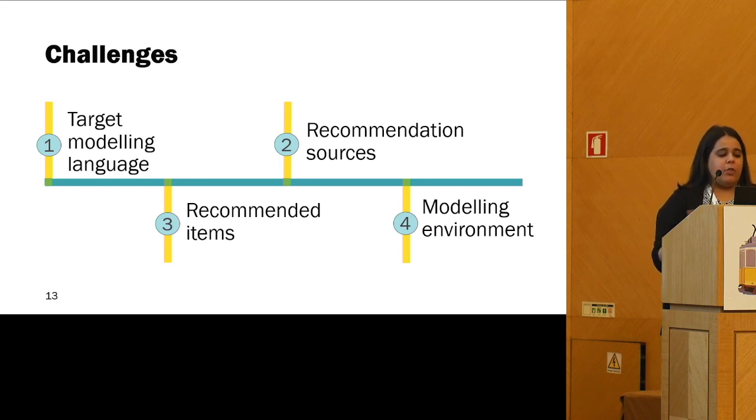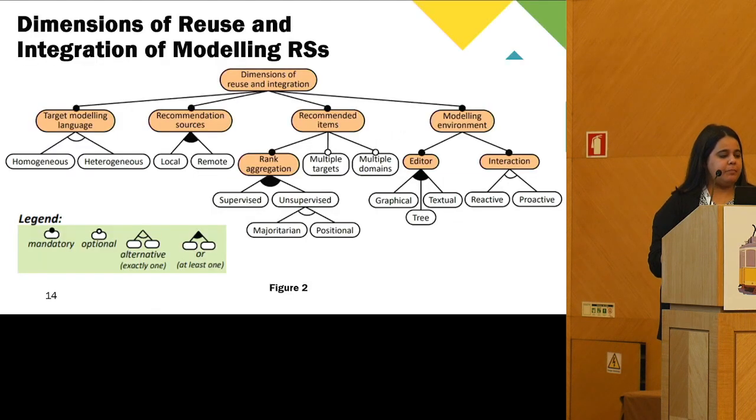Number three is the recommended items. Sometimes they recommend, as I mentioned before, attributes for classes, but they can recommend packages to other projects and so on. And finally, the modeling environment. Some of them are deployed, some of them are not deployed, or some of them are deployed for a specific modeling environment.